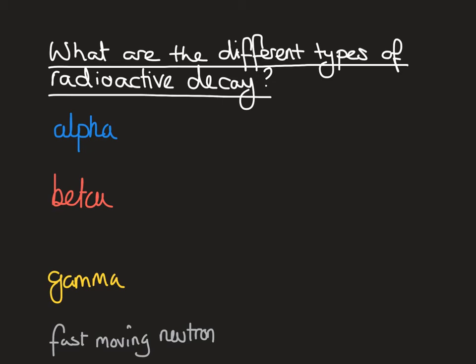There are three key types of radioactive decay that can be given off by an unstable nucleus: alpha, beta and gamma. Now our exam board also wants you to recognise that fast moving neutrons can be given out by unstable nuclei, but that depends a bit on your exam board as well. So generally, if we're talking about the three types of radioactive decay, we talk about alpha, beta and gamma, and we'll be looking at situations involving fast moving neutrons later in the nuclear course. So let's have a look at alpha to start with.